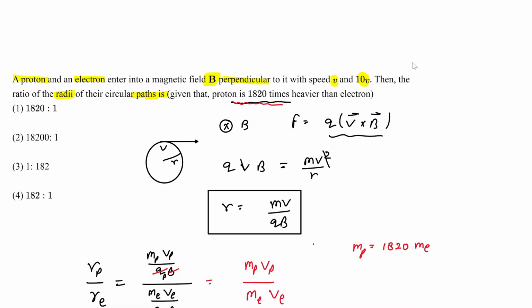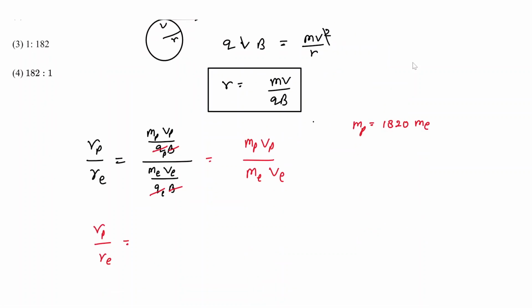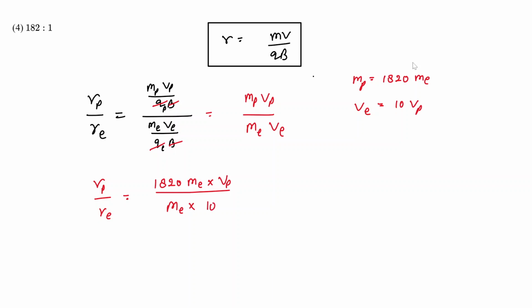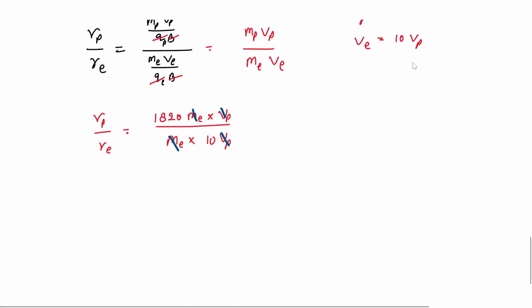And another thing, the proton is moving with velocity v and the electron is moving with velocity 10v. So we can say the velocity of electron is 10 times the velocity of proton. We just have to put in these numbers. So we are left with 1820 times mass of electron times velocity of proton divided by mass of electron as it is, and velocity of electron will be substituted as 10 times velocity of proton. Simple. So the masses and velocities will get cancelled out, and I am left with the ratio, which is our answer.